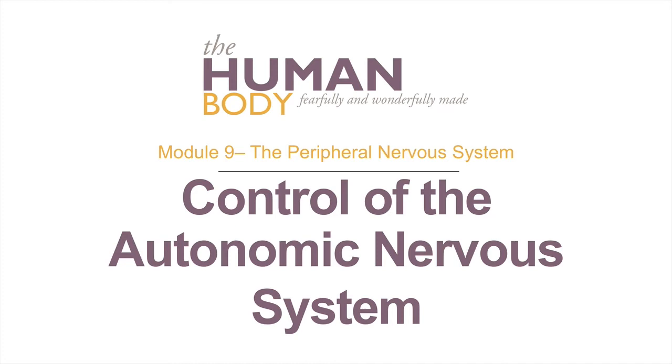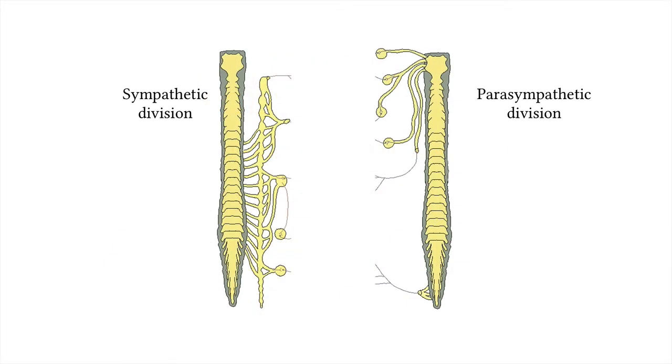Module 9, the peripheral nervous system. Control of the autonomic nervous system. The autonomic nervous system is comprised of two divisions, the sympathetic and parasympathetic divisions. You just learned what those two divisions are responsible for. But in many areas of the body, these divisions work opposite to one another. So how does your body know which division to stimulate? What controls the autonomic nervous system?